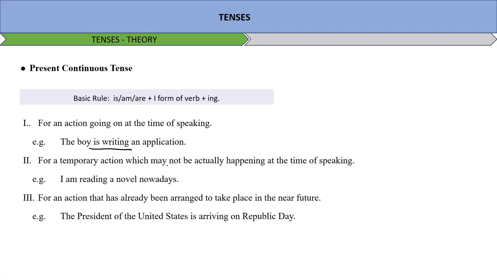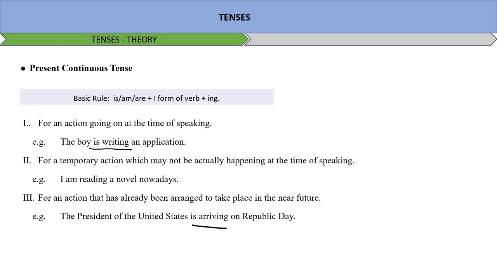Okay, temporary action. It is used for an action that has already been arranged to take place in the near future. The President of the United States is arriving on Republic Day. So when is this going to happen? Very soon, at this point of time, right? You know the exact date, the exact time period.